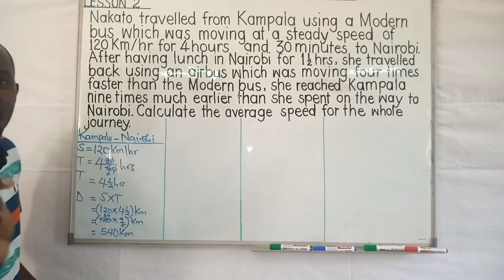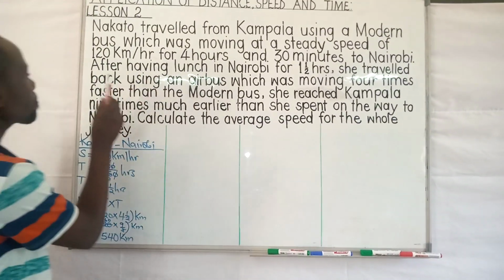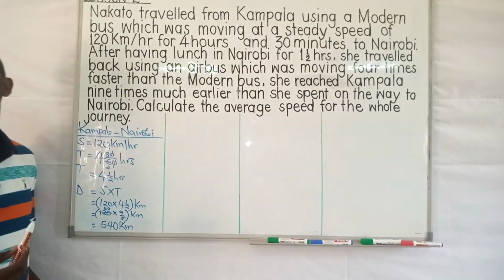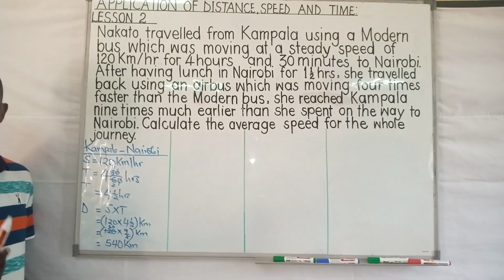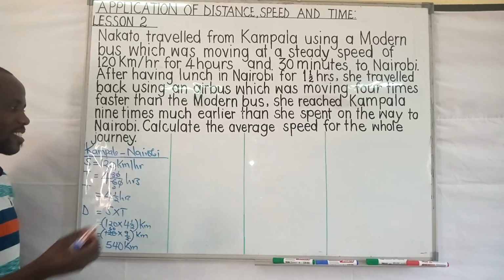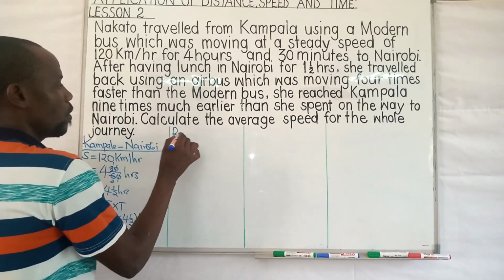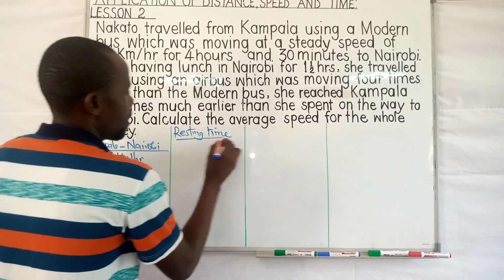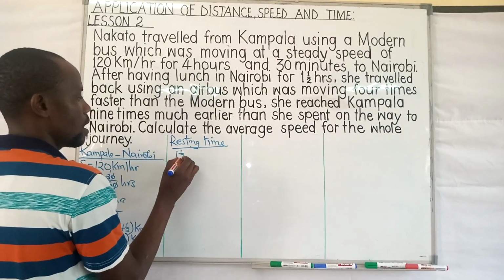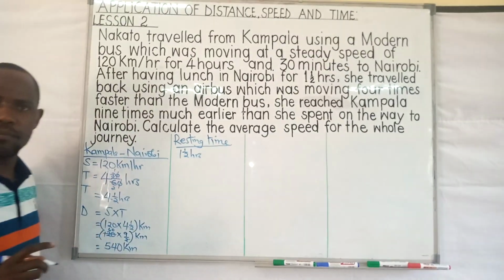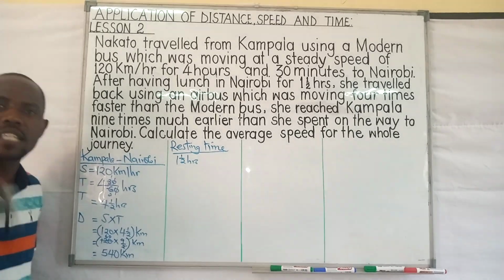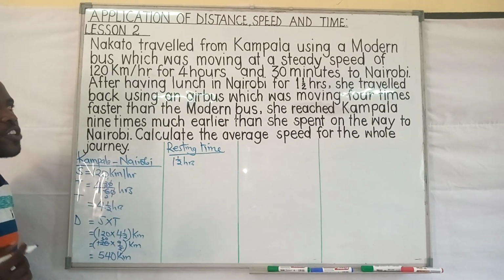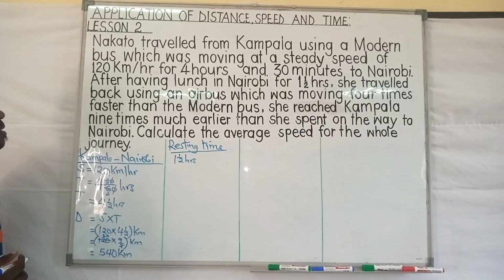After reaching Nairobi, what happened? The question says, after having lunch in Nairobi for 1.5 hours. What does that mean? She rested in Nairobi. Of course, she was having lunch. So we need the resting time. Resting time is 1.5 hours. You need the resting time because it will be part of the total time taken when we are calculating the average speed.